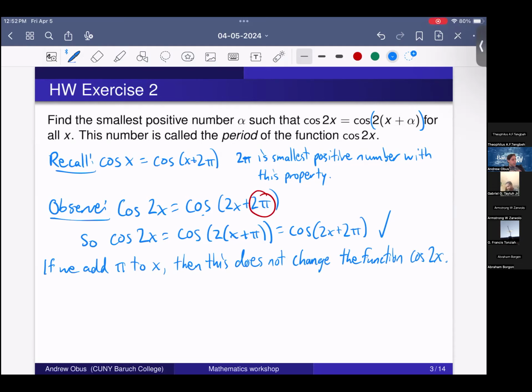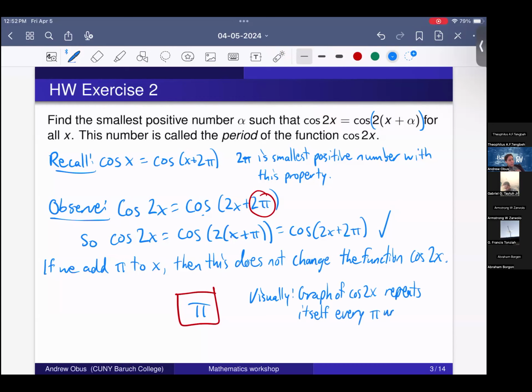Okay, so the correct answer for this problem is pi, right? Because if I take alpha equals pi, then 2 times (x plus alpha) is going to be 2x plus 2 pi. And that means I'm only adding 2 pi to the argument of cosine, to the 2x. And that's not going to change the function. And so visually, what this means is that the graph of cosine 2x repeats itself every pi units horizontally.